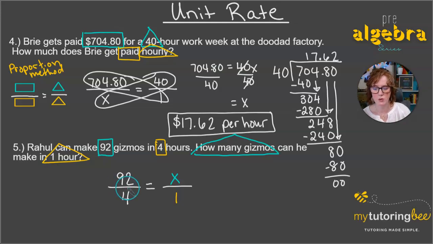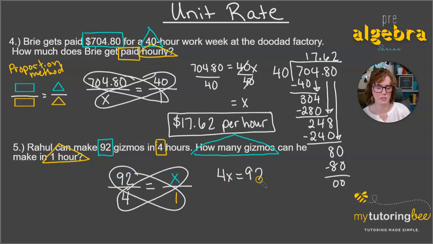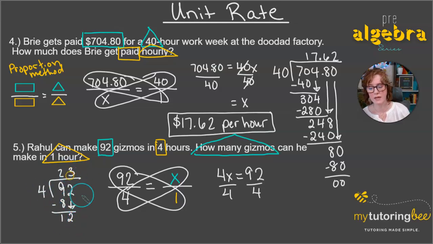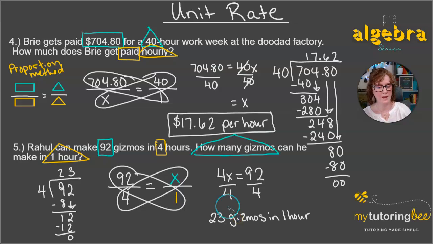Okay, now we're going to cross multiply. So we've got 4x equals 92 times 1 is 92. We're going to divide by 4, divide by 4. So 92 divided by 4, let's see what that is. 4 can go into 9 twice. And then we bring our 2 down. 4 can go into 12 3 times. That goes in evenly. So he can make 23 gizmos in 1 hour. And that is our answer for that one.